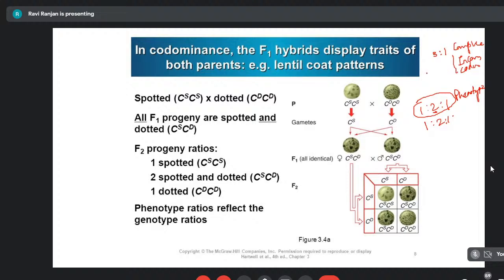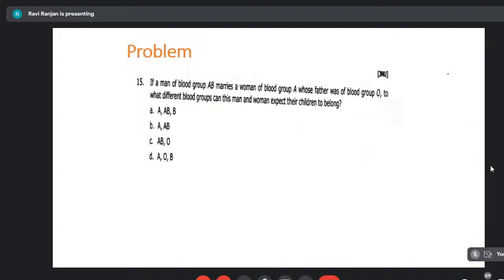you will find that the phenotypic ratio will be 1:2:1. So either they incompletely express themselves when they are together, or they completely express themselves when they are together. So I hope it is clear to you. Let us take a problem related to Mendel's allelic gene interactions. So the question is here.